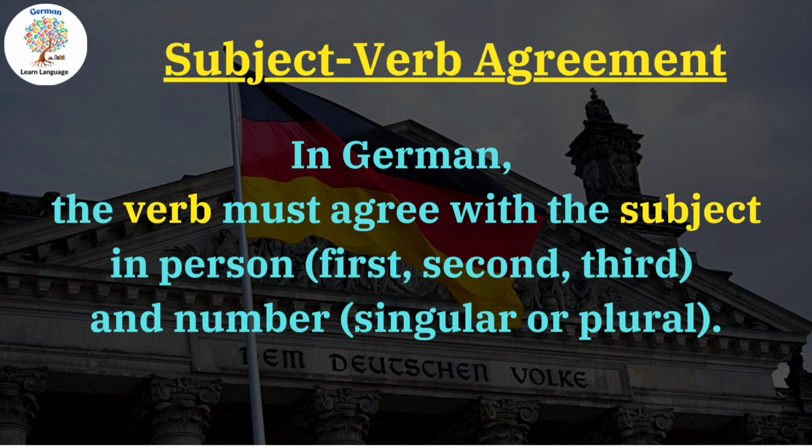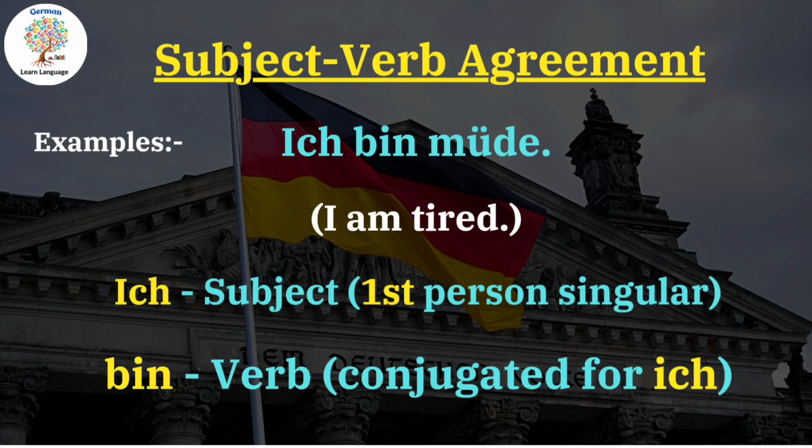Subject-verb agreement. In German, the verb must agree with the subject in person, first, second, third, and number, singular or plural. Examples. Ich bin müde. Ich. Subject. First person singular. Bin. Verb. Conjugated for Ich.